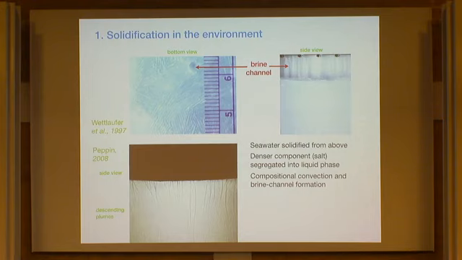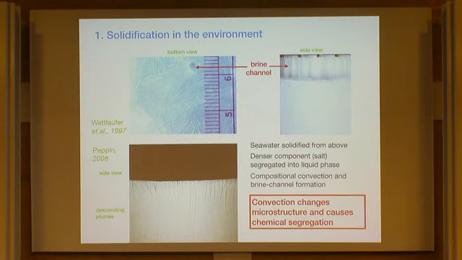So the mechanism is as follows. In this situation, the salt water is solidified from above. Solid ice is essentially purely water. So the salt is what's being rejected into the liquid phase. So the liquid phase becomes concentrated in salt. Salt is relatively dense, and so that sets off compositional convection within the ice and the formation of these brine channels. So the answer that we're going to come to about what's the role of convection in mushy layers is that it can change the microstructure and cause chemical segregation. It has some thermal role, but that's going to play less of a role in this talk.